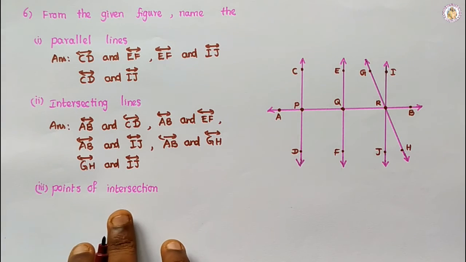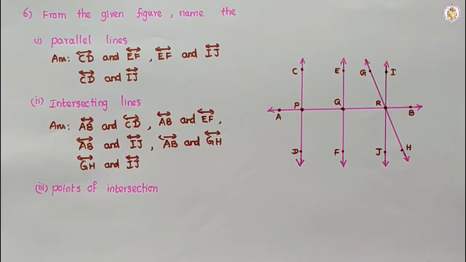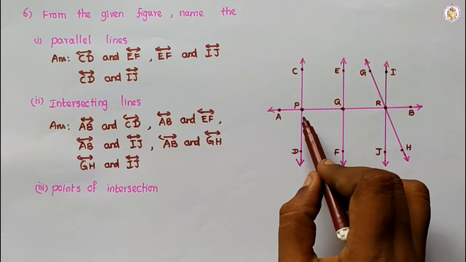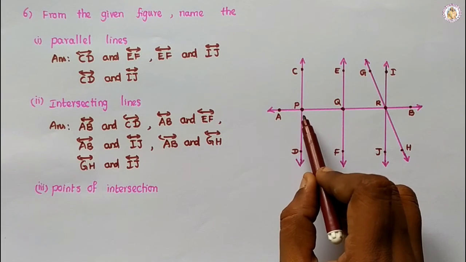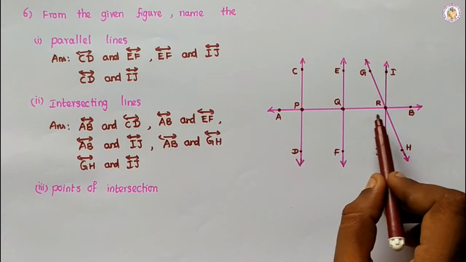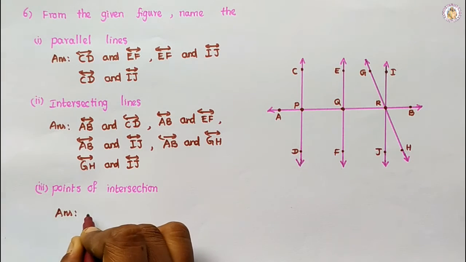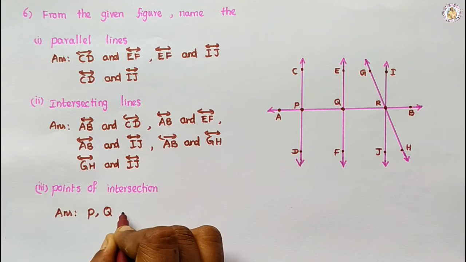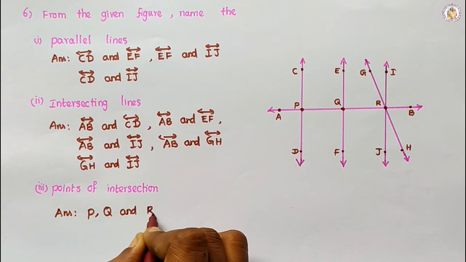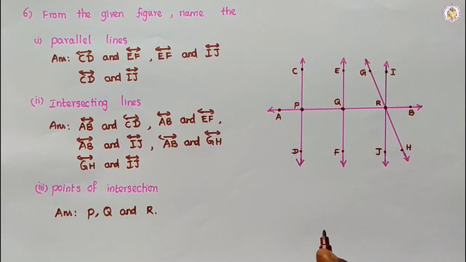Next one, point of intersection. Listen here, which are the points of intersection here? P, Q, R. So answer P, Q and R. So that is the answer.